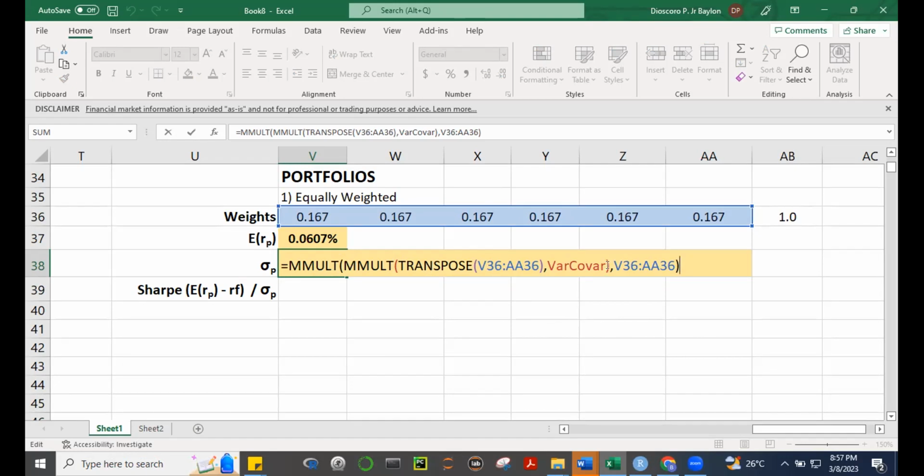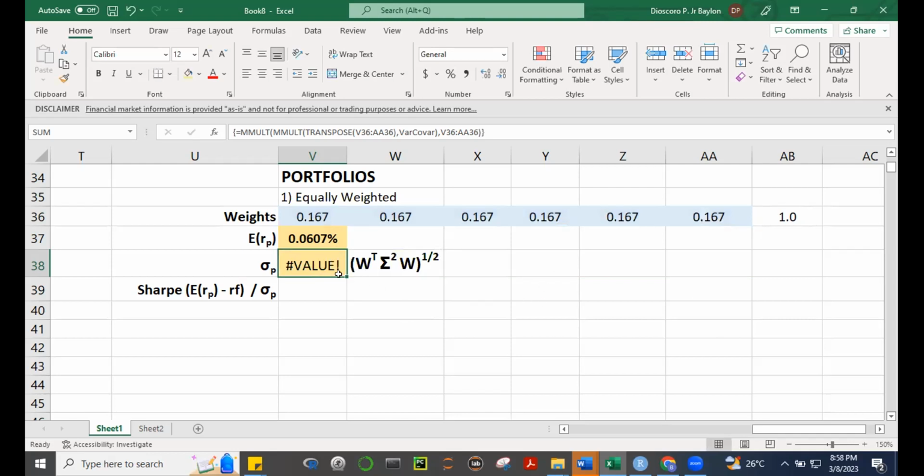Kulang ba ako sa ano? 1, 2, 3. 1, 2, 3. Tama naman. Transpose, sarado na. M-mult, sinarado na. Yung M-mult, sinarado na rin. Okay, saan ako nagkamali dito? Control Shift Enter. Bakit error? Wait ha, dali class ha.